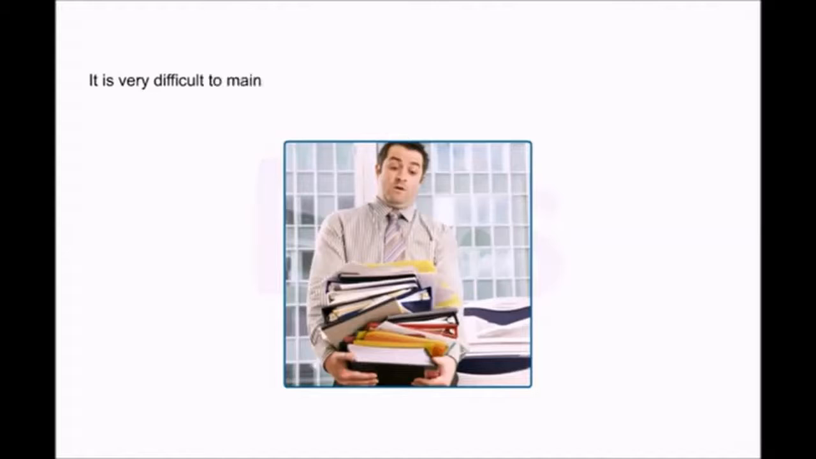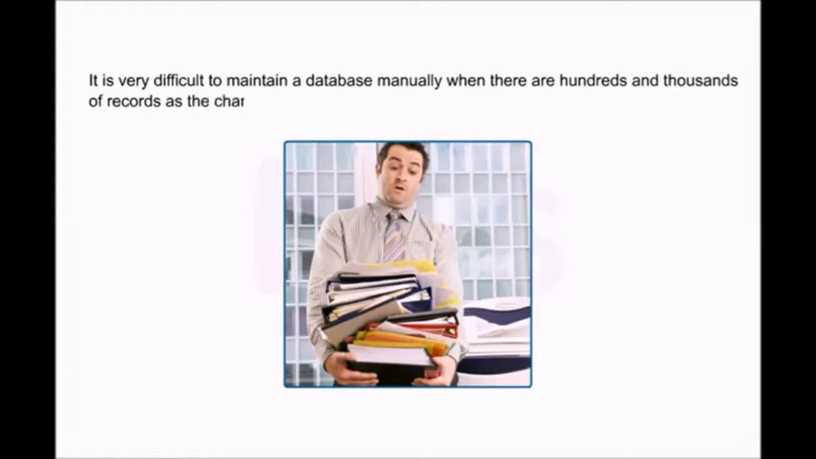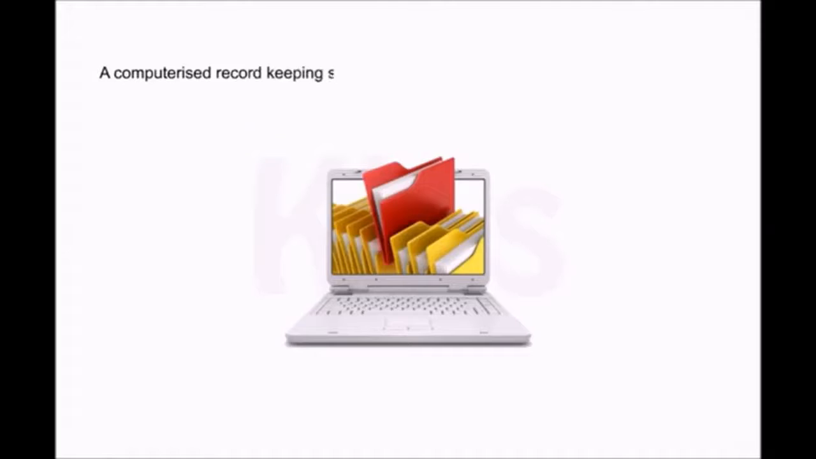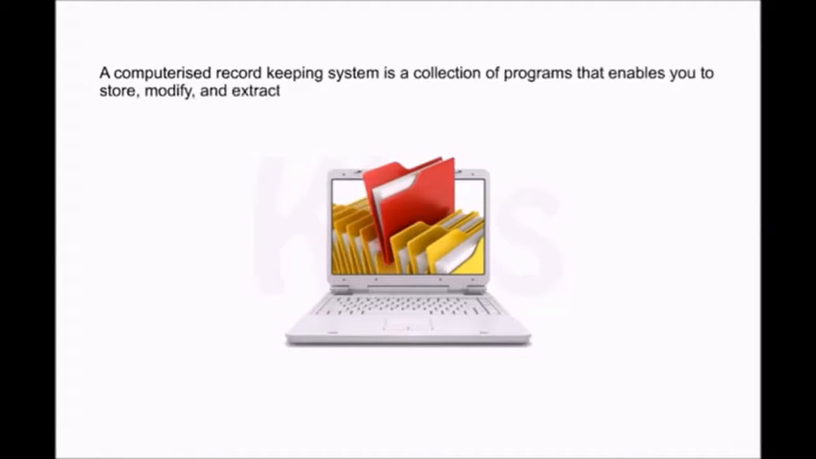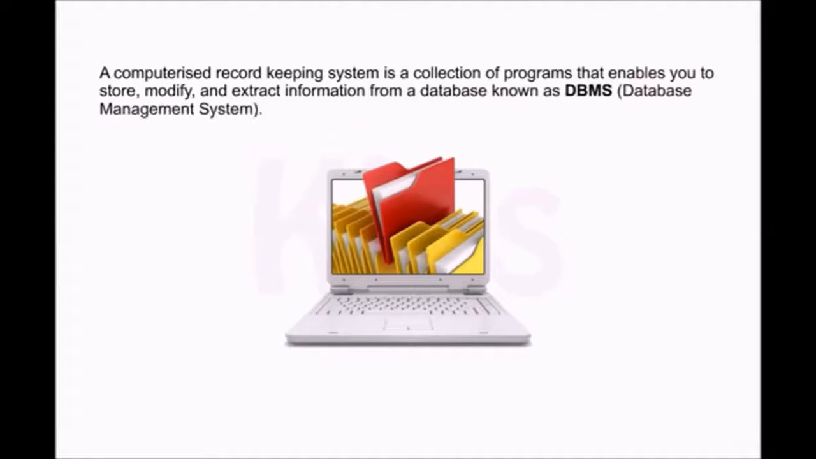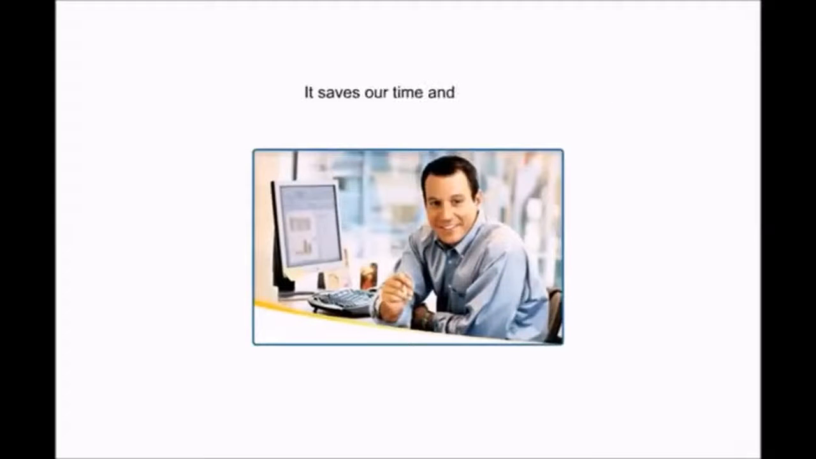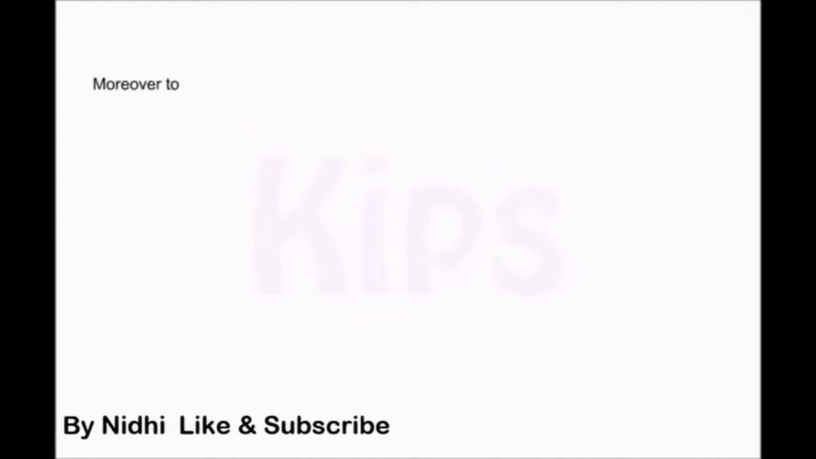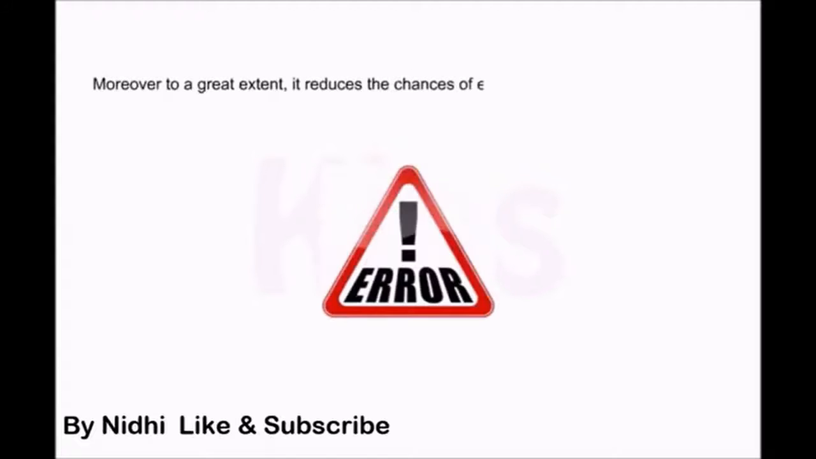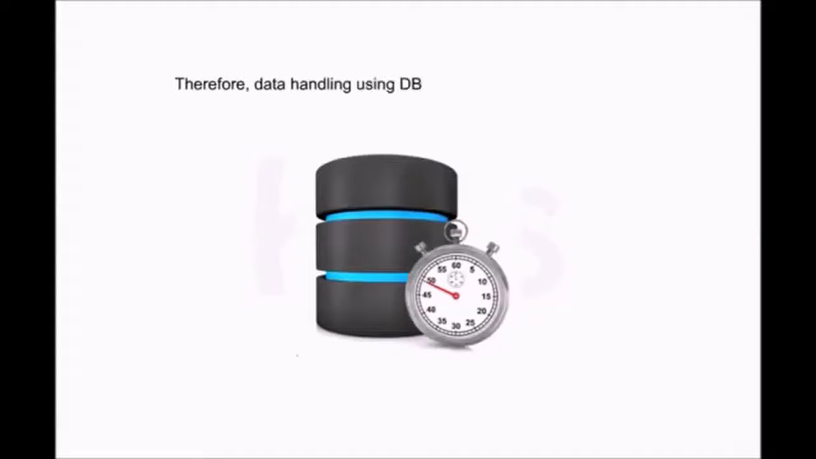It is very difficult to maintain a database manually when there are hundreds and thousands of records, as the chances of committing errors increase. A computerized record-keeping system is a collection of programs that enables you to store, modify and extract information from a database known as DBMS, Database Management System. It saves our time and energy. Moreover, to a great extent, it reduces the chances of errors creeping into the database. Therefore, data handling using DBMS becomes fast and efficient.